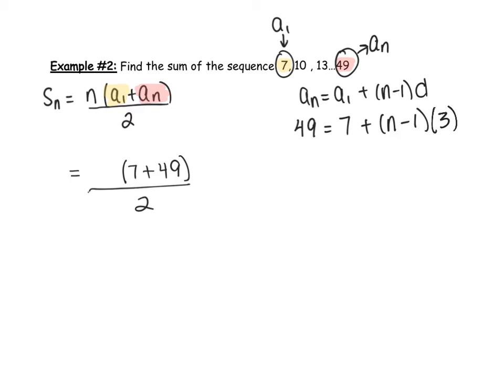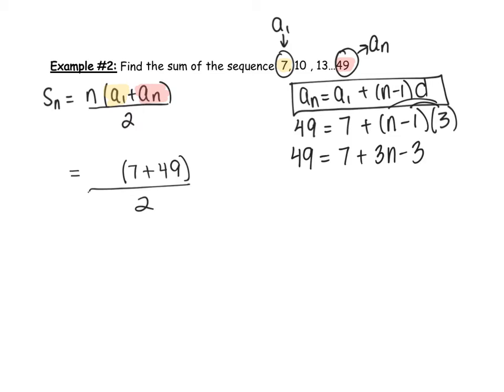So we're going to use this particular formula to help us find n. So we'll just distribute out this 3 and solve. So 49 is equal to 7 plus 3n minus 3. Combine like terms on the right side. We have 3n plus 4 because 7 minus 3 is a positive 4, equals 49.